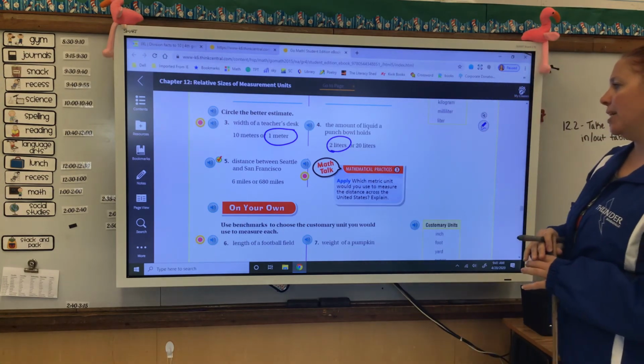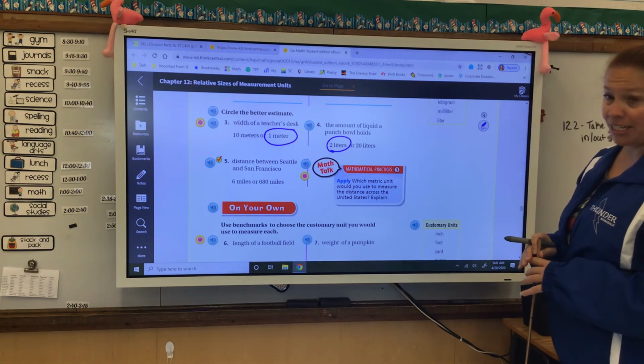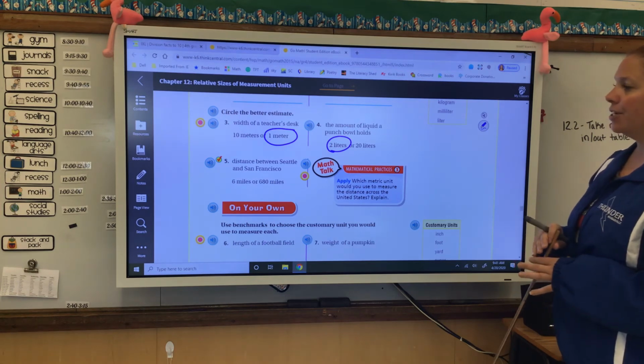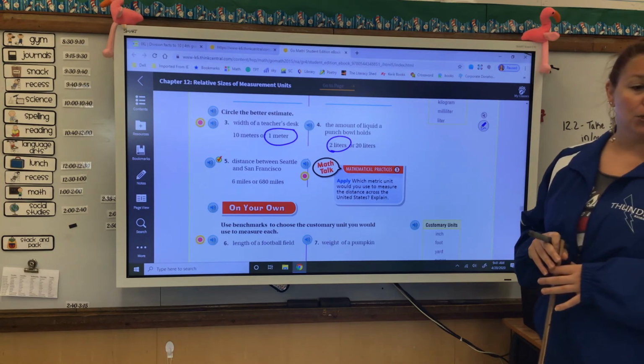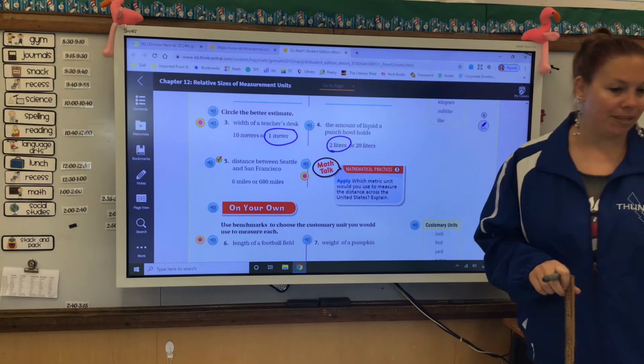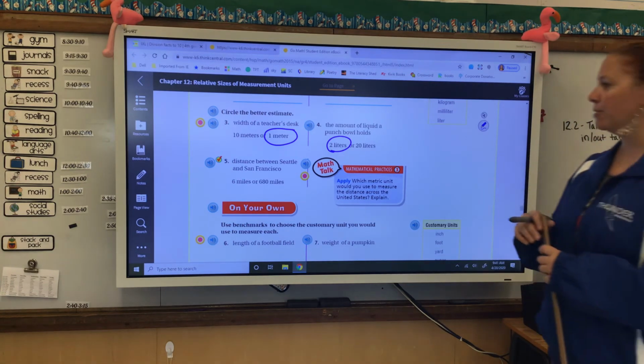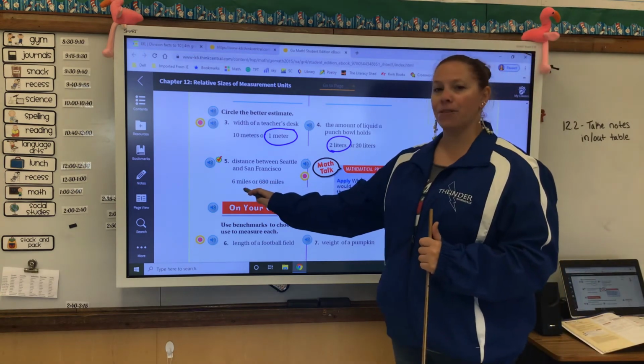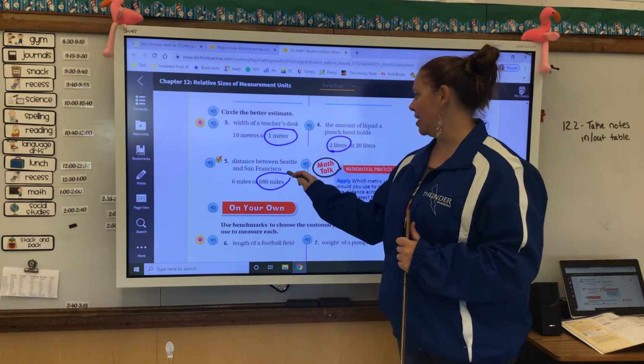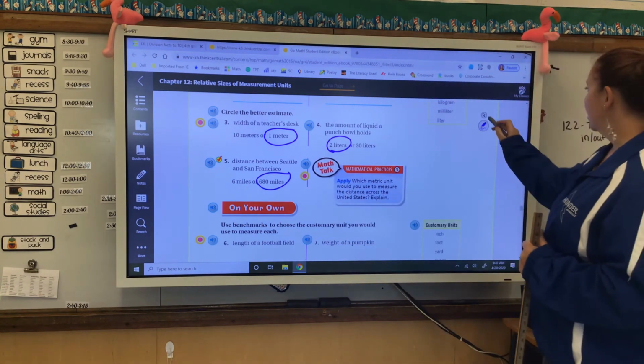The distance between Seattle, which is in Washington, and San Francisco, which is in California. So looking at our map, California is down by the Pacific Ocean. Washington, you have to go through Oregon and up to Washington. So it's definitely more than 6 miles. It's 680 miles. All right.